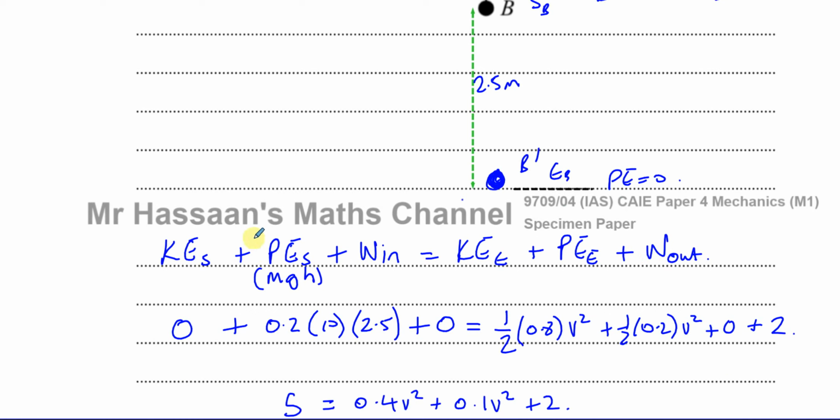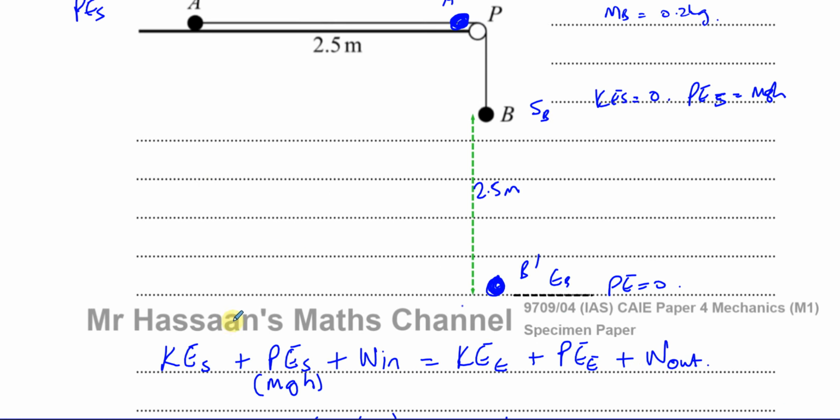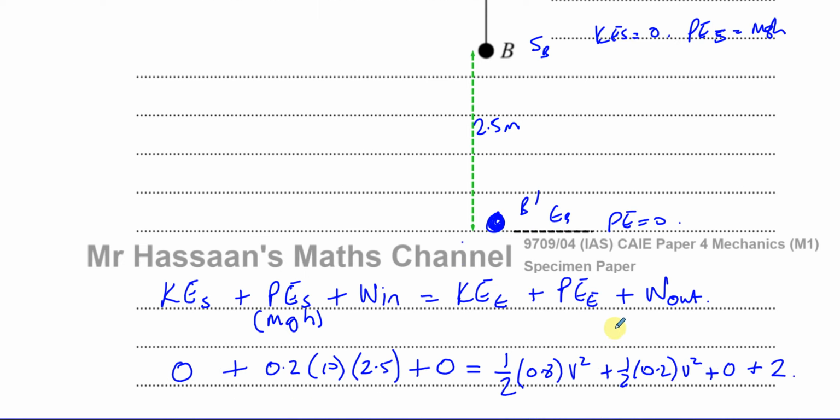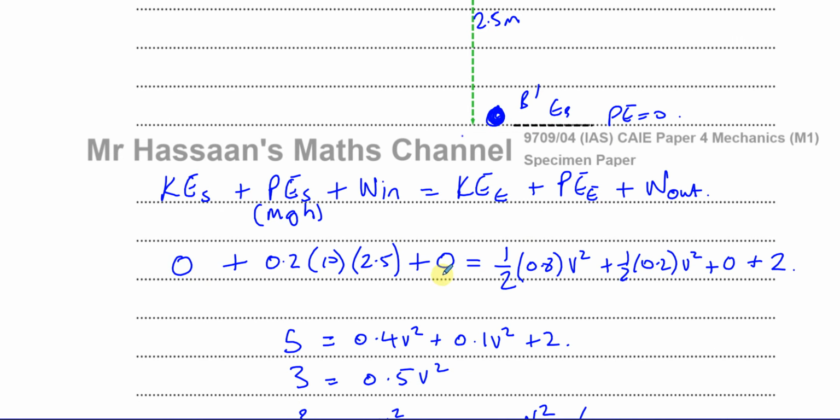The total kinetic energy of the whole system before, plus the total potential energy before, plus the work that went into the system will always be equal to the total kinetic energy at the end, plus the total potential energy at the end, plus the work that came out of the system. That equation will help you to answer any type of energy question very easily.